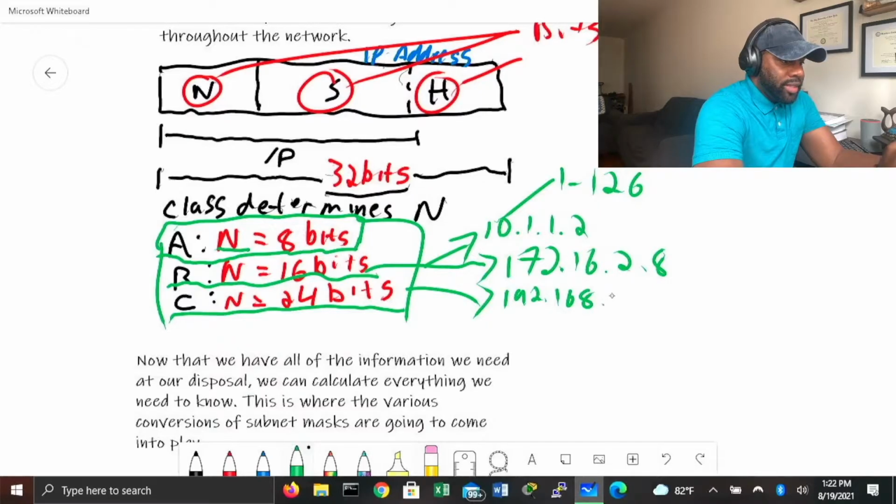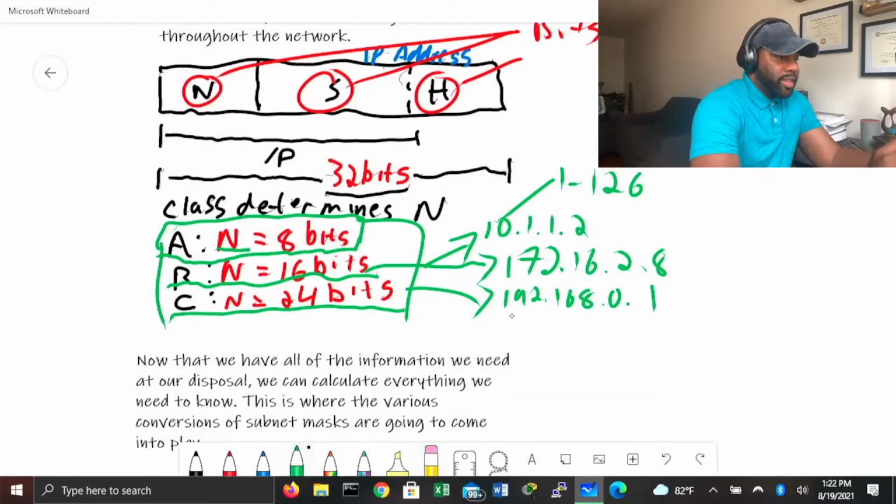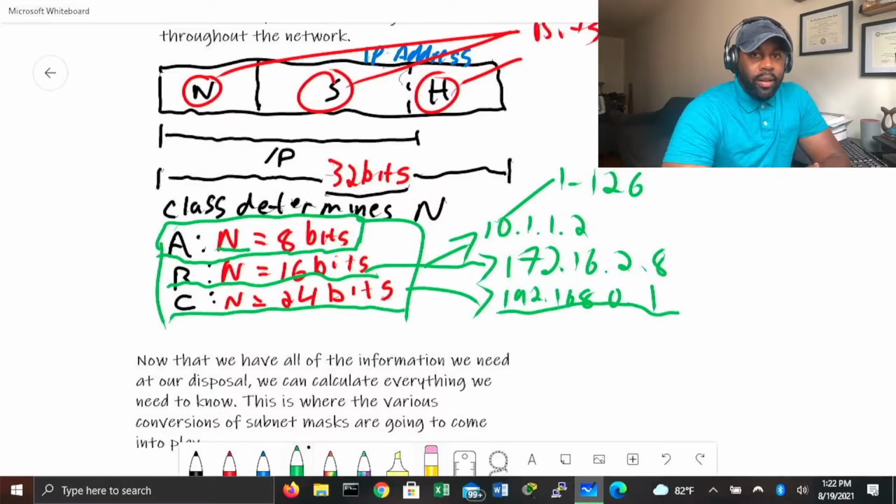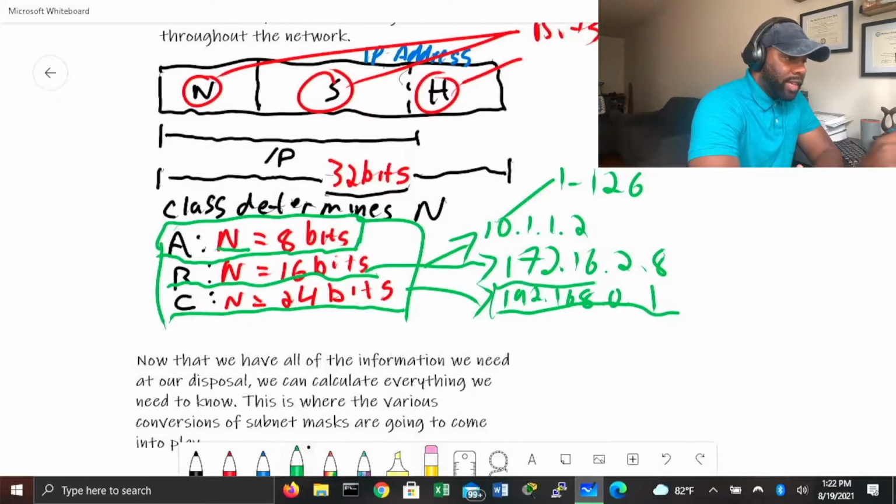192.168. We see this one a lot when we're setting up our Netgear or Linksys or whatever wireless access point, router, or switch. We see this as the default IP address that we need to know in order to log into the web server and start configuring our settings on the router. So we're very familiar with class C.